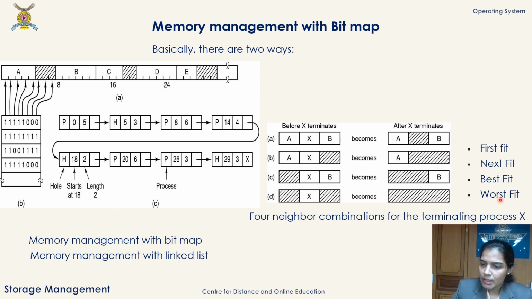In worst fit, the process will get the hole which is big, and we can easily execute the process. The perspective behind worst fit is that the process may grow at the time of execution. So as per worst fit, we have to allocate the hole which is big enough. It is the largest hole which can be allocated for the process. So that's about memory management using bitmap and linked list.